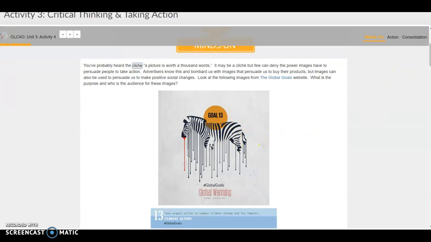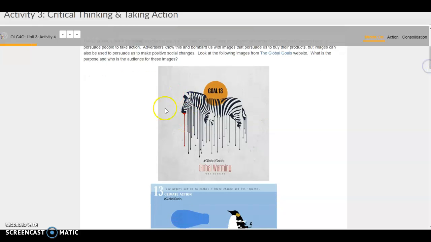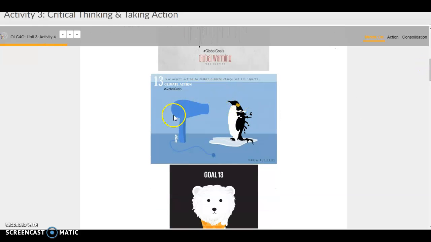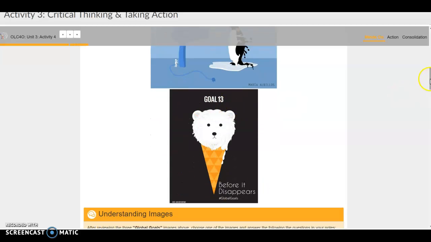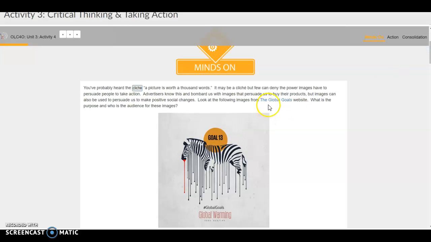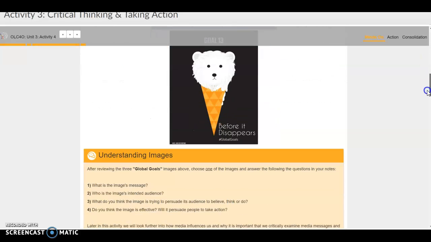And so if we take a look at the Minds On, we're going to start with three kind of interesting images. They're all animal imagery. So you've got one here, a second image right here, and a third image right here. They are all images from the Global Goals campaign, which is something that we've touched on in Unit 1 and in Unit 2 as well. I think if you look closely at each of the images, they're trying to convey something about climate change or global warming.